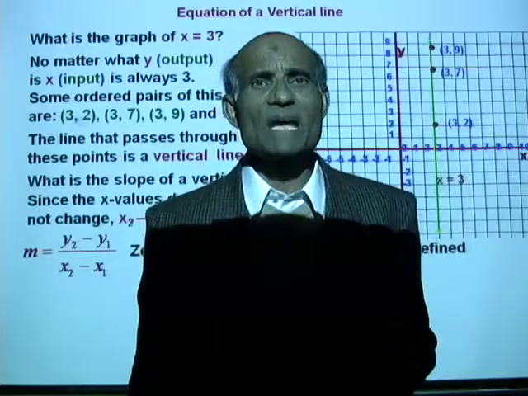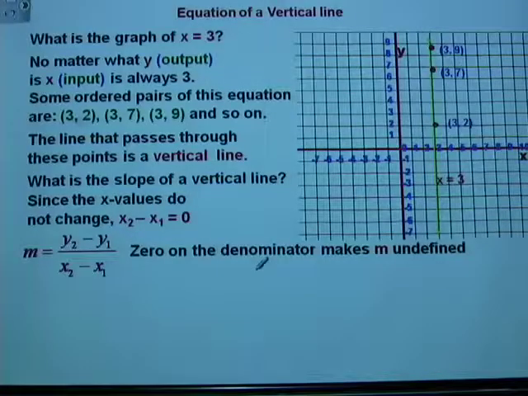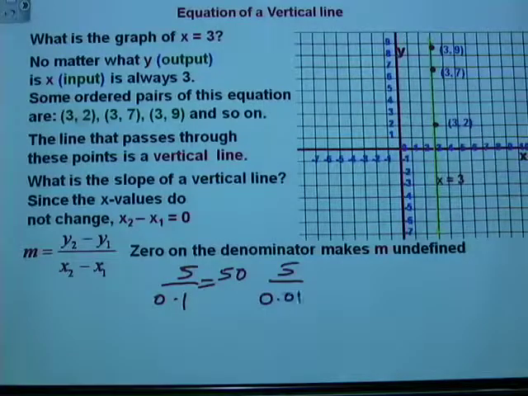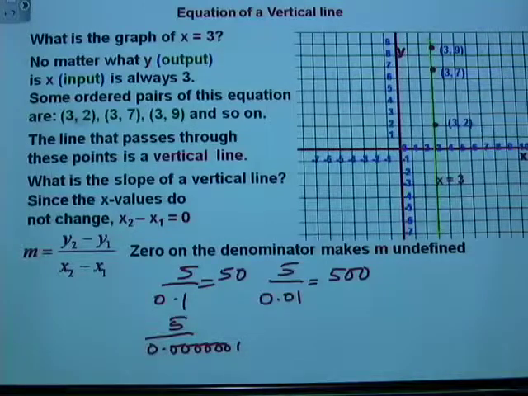What is the meaning of undefined? Do you know what it actually means? Let me see if I can explain it to you. For example, what is the value of 5 divided by 0.1? 5 divided by 0.1 is 50. What is the value of 5 divided by 0.01? That is 500. Is that right? Yes. What is the value of 5 divided by 0.000001? That will be 5 followed by, I think, 2, 3, 4, 5, 6, 7 zeros. It will be very large.